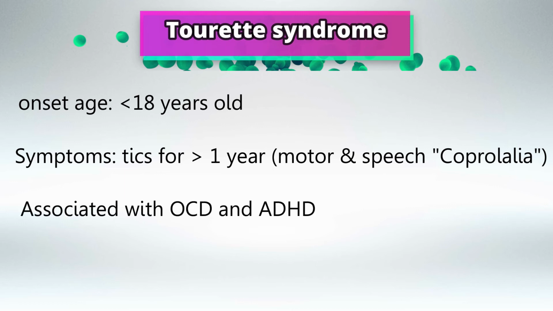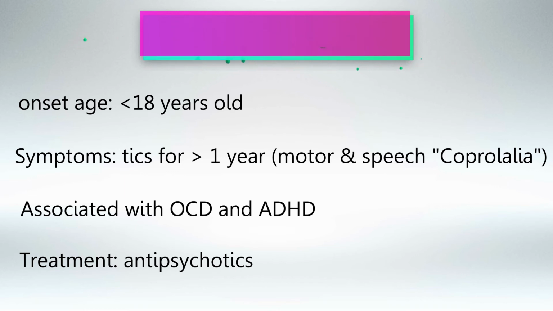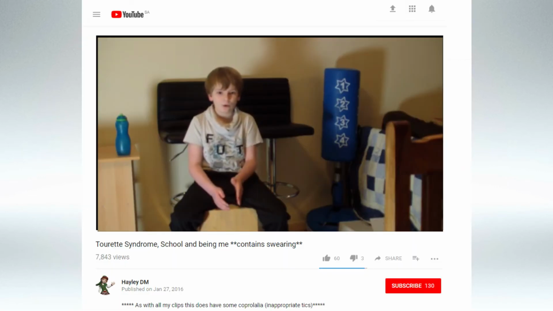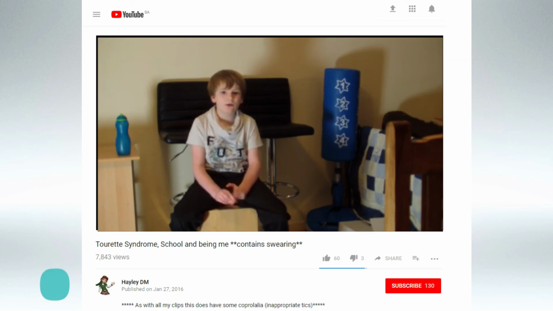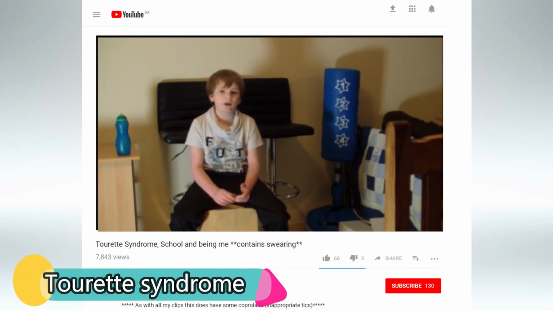Usually Tourette syndrome patients would sometimes have OCD or ADHD. We treat them using antipsychotics. Here's a patient with Tourette syndrome, and you can notice the sudden ticking of his arms, the sudden movement, and the sudden shouting of curse words.